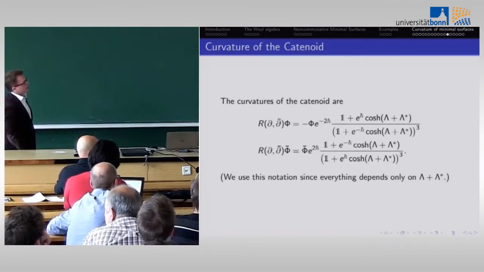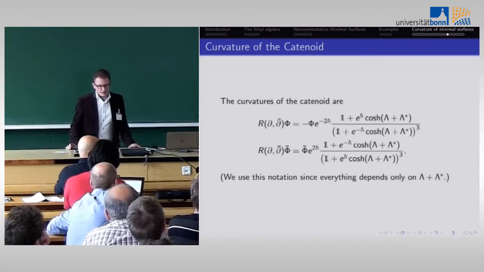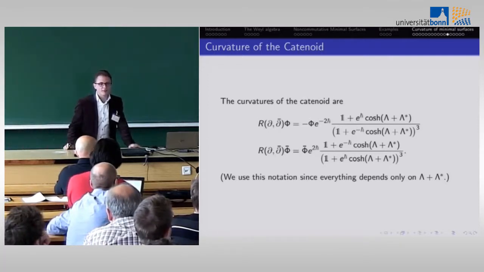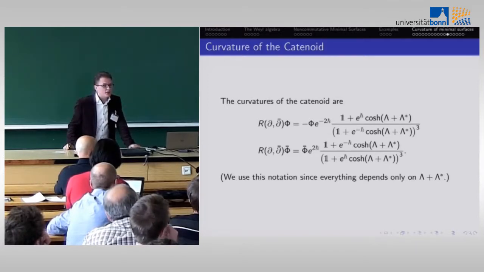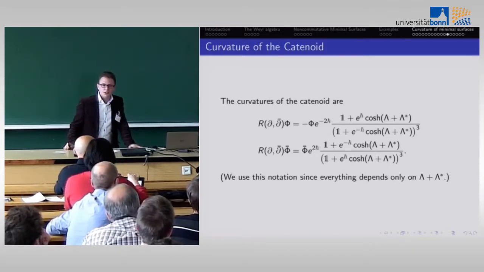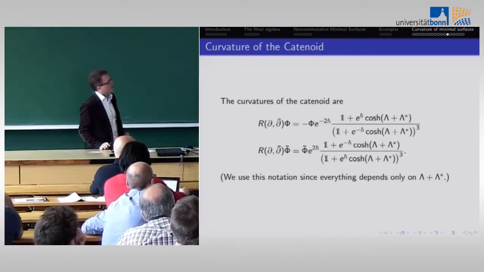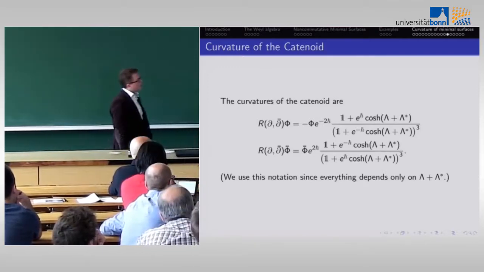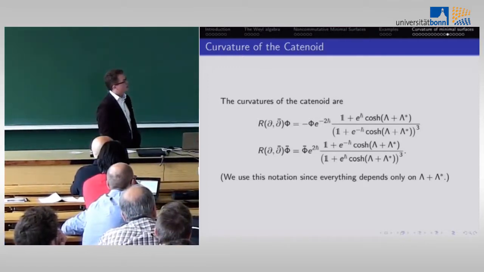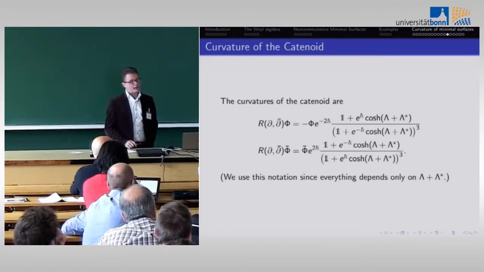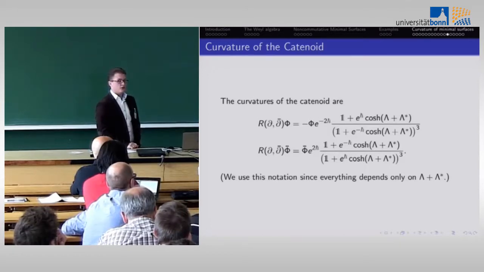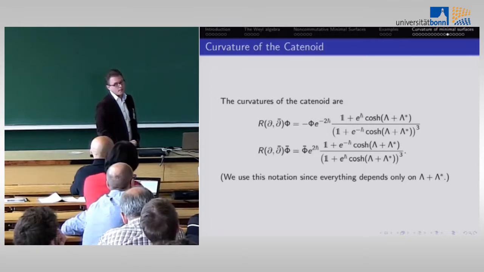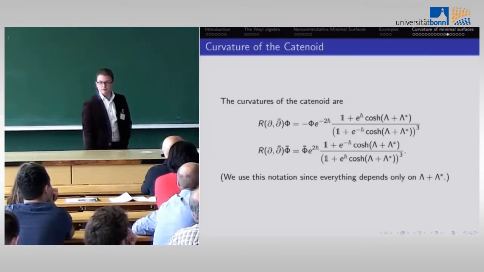Now I've taken the liberty of writing these algebra elements like this, because everything is a function of lambda plus lambda star, so everything commutes. So the order in which you multiply by the inverse is not important, so I just wrote it like this for visual presentation. And this is what you get, which is similar to the classical expression when h bar is equal to 0. The numerator and denominator are equal, and you can factor one out, and it's 1 over 1 plus cosh squared, which is the standard expression for the scalar curvature of the catenoid, right?